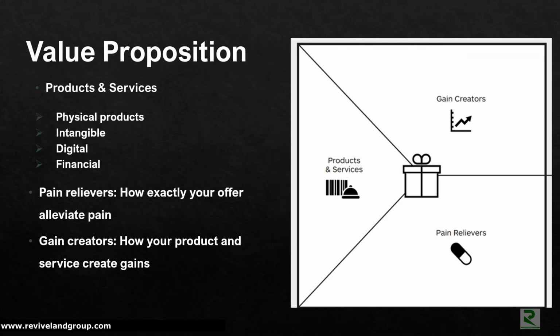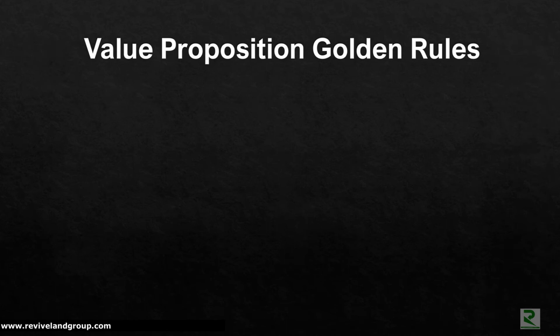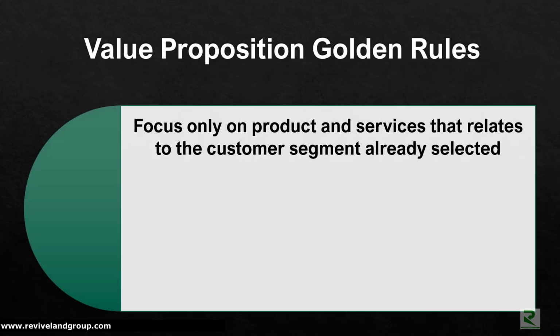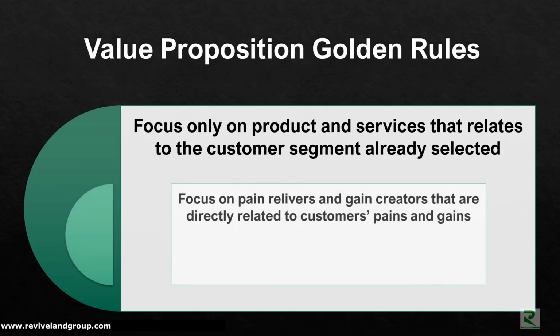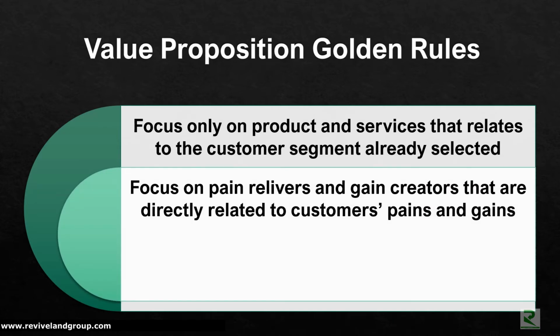Same as the customer segments, we also have some golden rules for the value proposition. The first one is focus only on products and services that relate to the customer segment you already selected. Don't think about other products and services that don't relate to the customer segment, because there is no point. You are wasting your time.